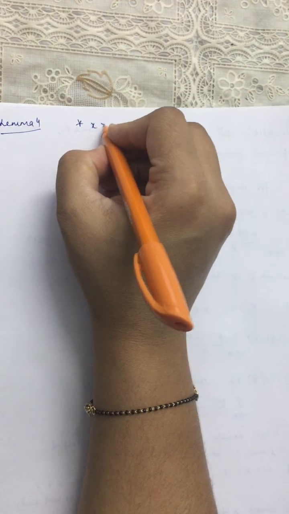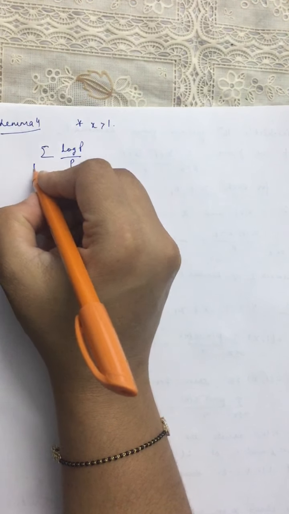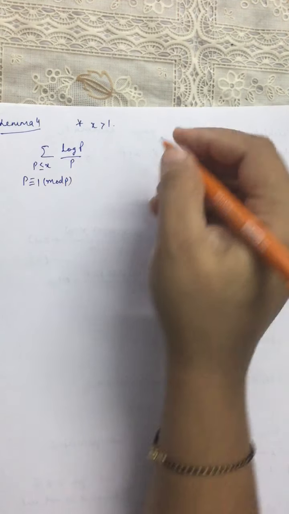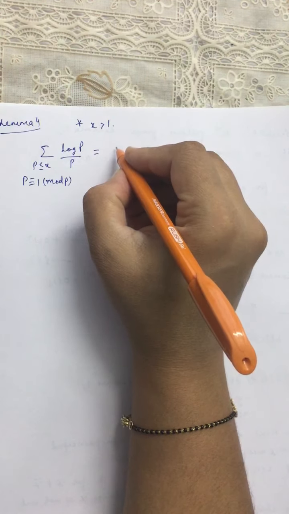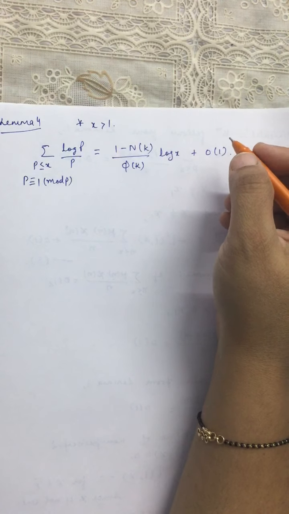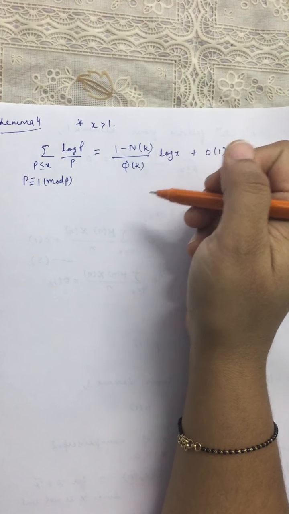So we will now state Lemma 4. In Lemma 4 we will prove for all x greater than 1, the summation of log p upon p for p less than or equal to x and p congruent to 1 modulo k is equal to (1 minus n_k) upon phi(k) times log x plus order of 1. Now this Lemma 4 proves that n_k is 0. Let us say n_k is non-zero. If n_k is non-zero, then n_k is greater than or equal to 2.